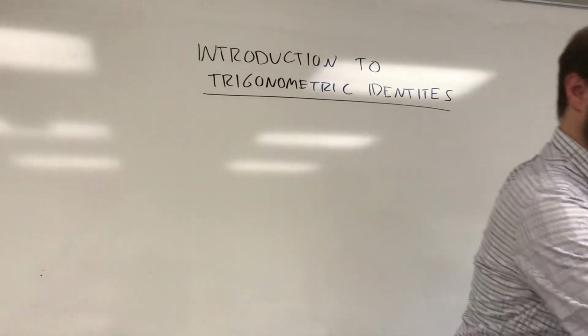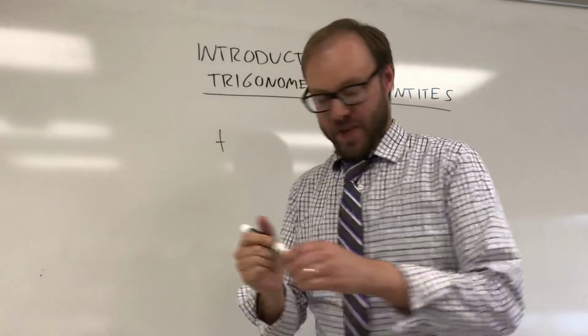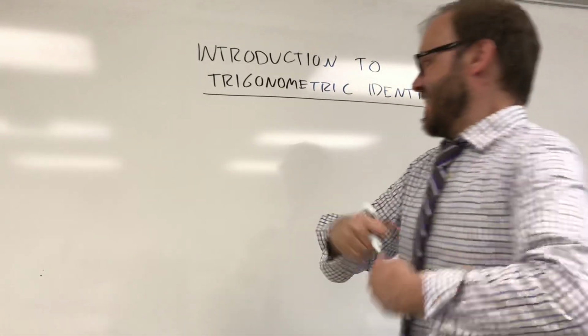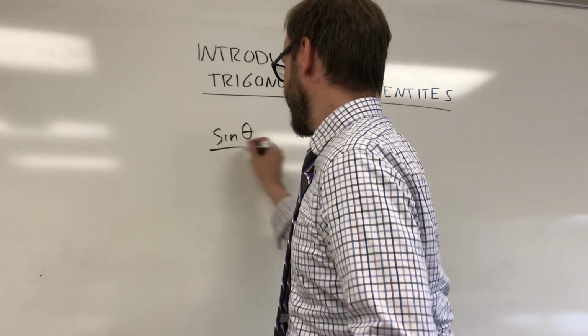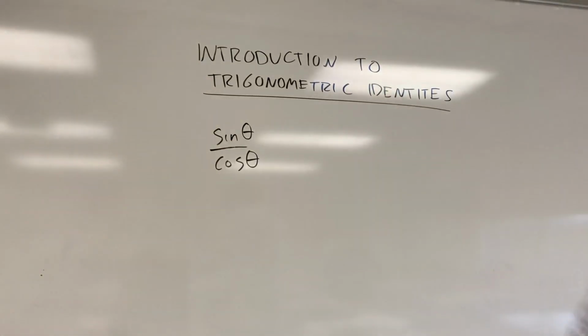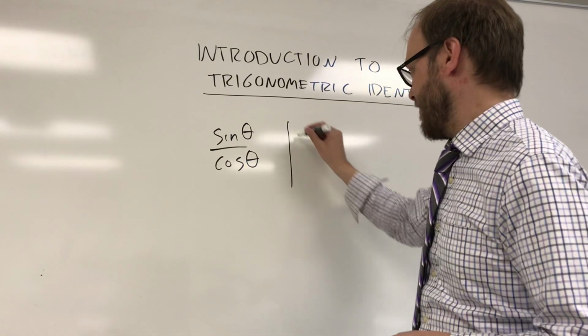What I'd like to try to simplify is the statement sine of theta divided by the cosine of theta. Okay? And there are different ways that you can do this. I'm going to set up a right triangle here, and I'm going to see what I can find.